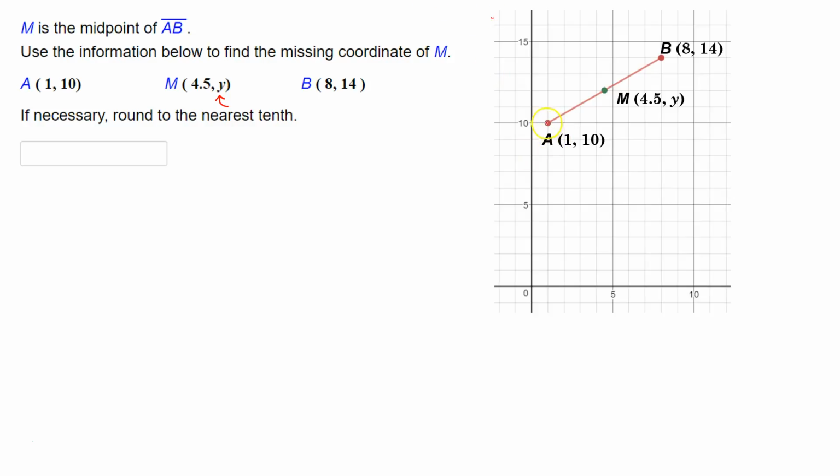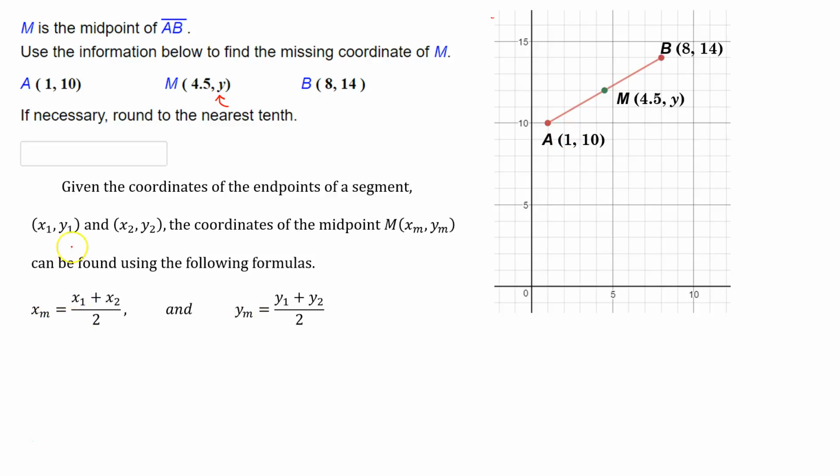A is (1, 10), so over 1, up 10. B is (8, 14), so over 8, up 14. M is going to be on the segment in between them, over 4.5, up some amount. We don't know exactly what yet. We need to use the midpoint formula.